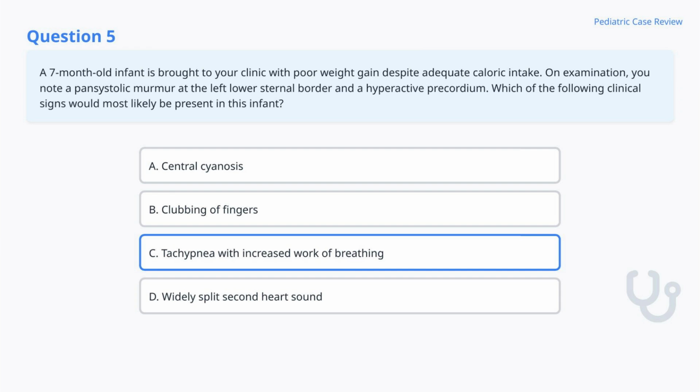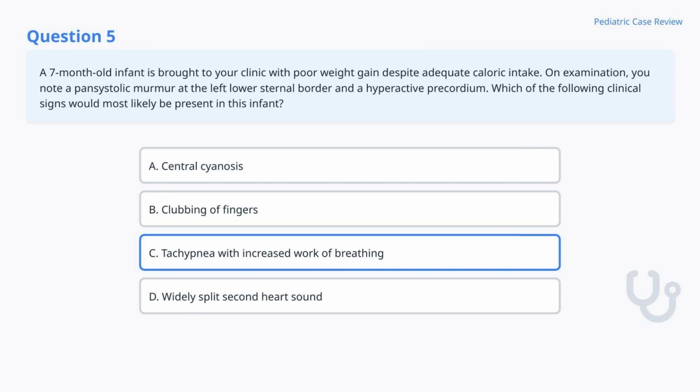A 7-month-old infant is brought to your clinic with poor weight gain despite adequate caloric intake. On examination, you note a pansystolic murmur at the left lower sternal border and a hyperactive precordium. Which of the following clinical signs would most likely be present in this infant?